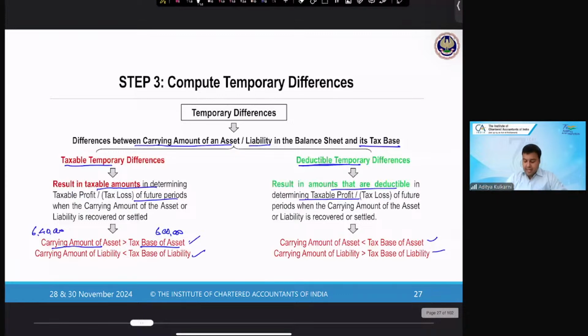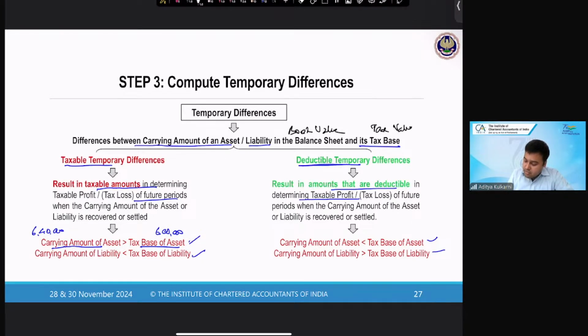Fine. The next one is differences. Step 3. Step 1, carrying amount we saw. Step 2, tax base we saw. Step 3, temporary differences: differences between the carrying amount of an asset or liability, that means the book value, and the tax value. The book value and the tax value. Yes or no? Yes.